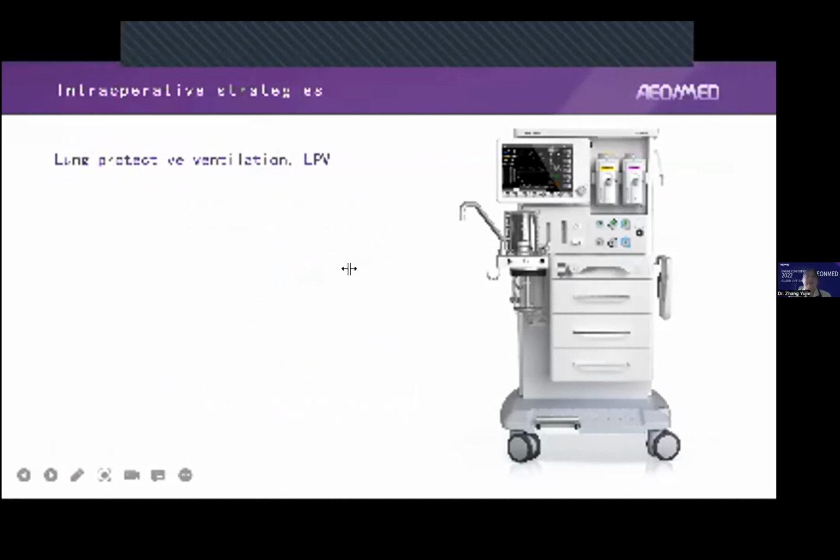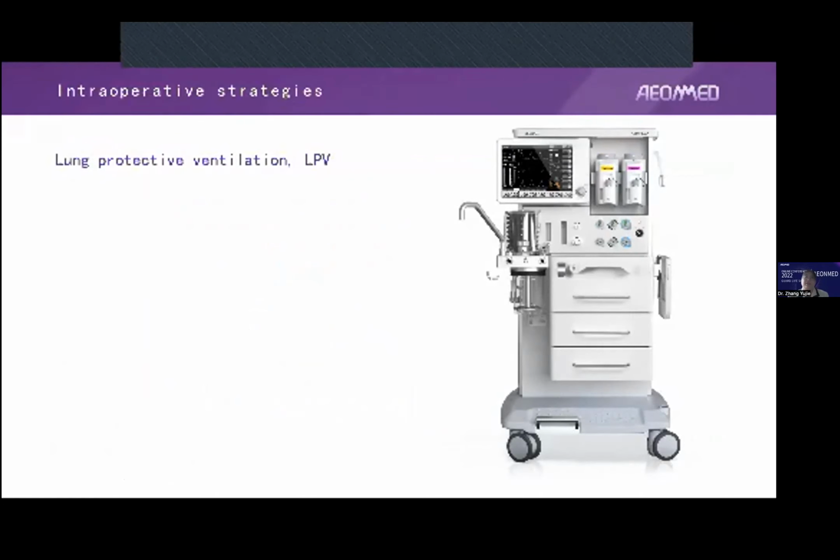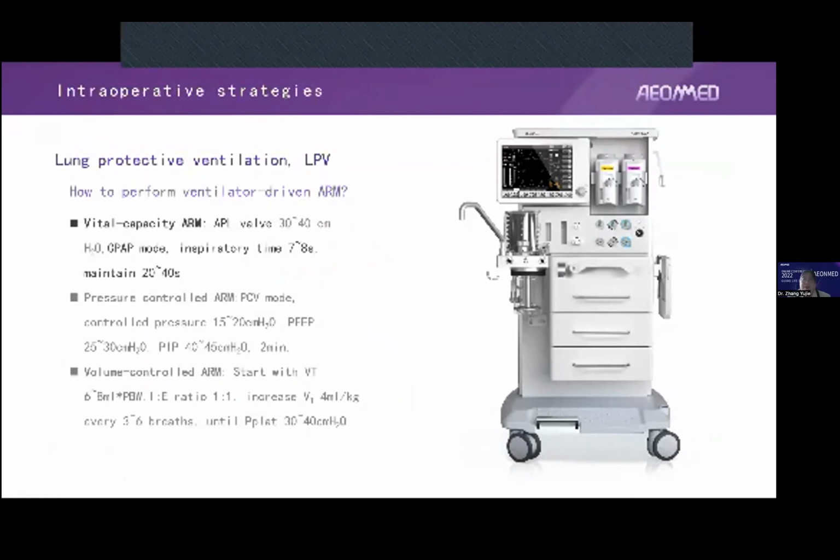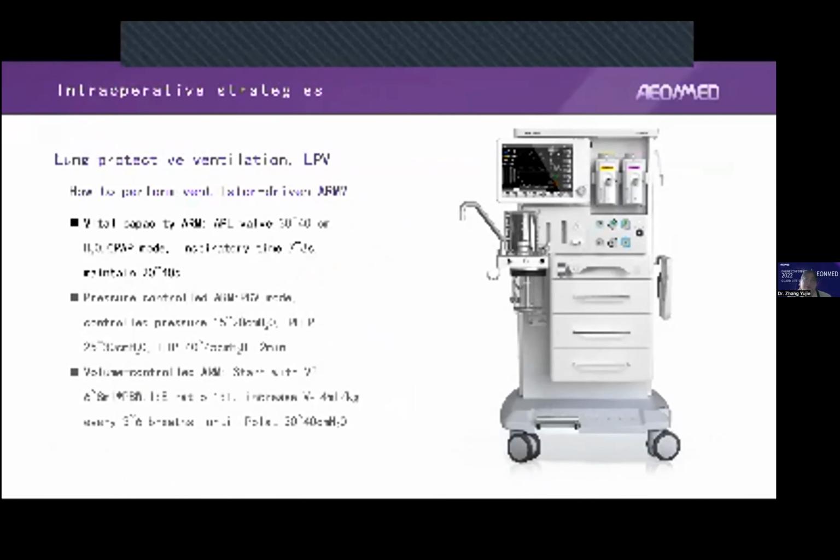Yep. Okay, just as I've mentioned, the ventilator-driven ARM is more favorable. Then how can we perform it? There are three ways. The first one is vital capacity ARM. The second one is pressure controlled. The third one is volume controlled.